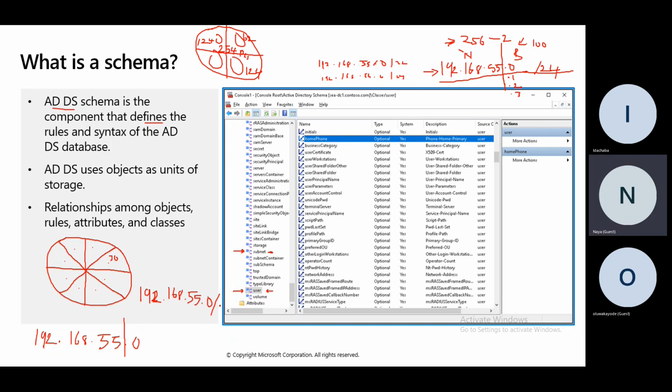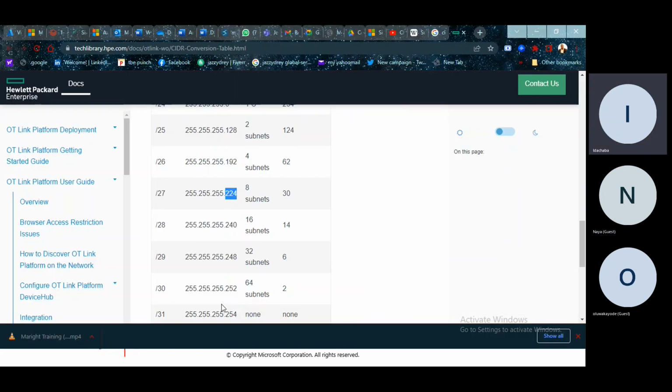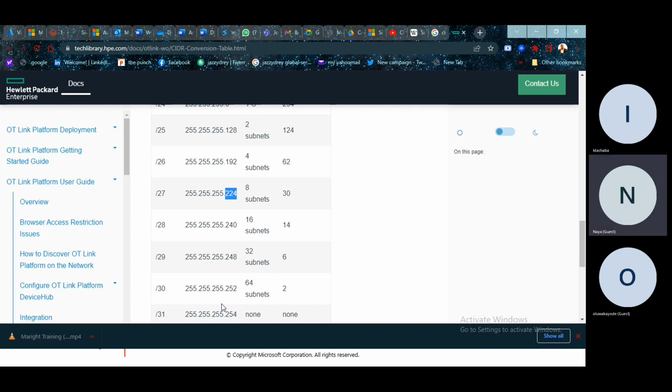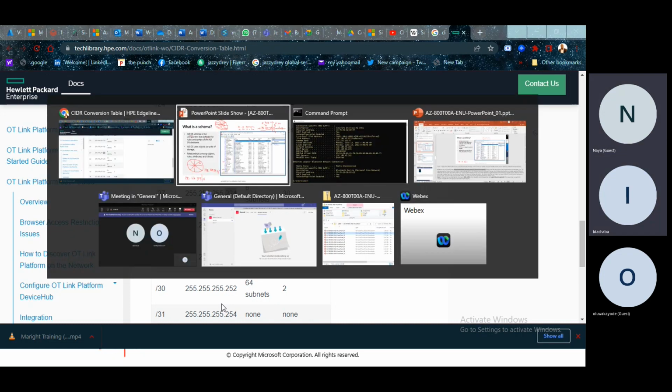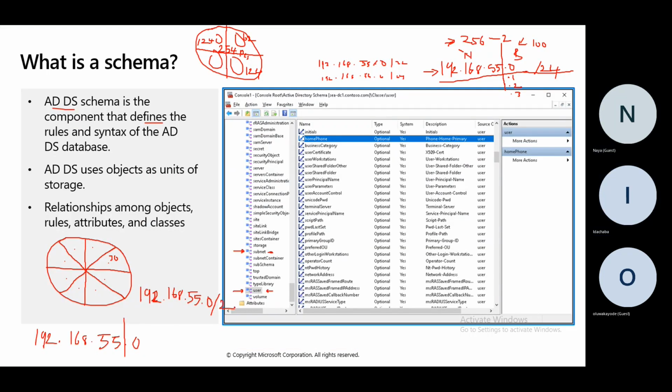Slash. What's in front of 224? Slash what? Hello? Sorry, what did you say? I didn't hear what you said. Hey, are you sure you are listening at all? I'm listening. I just didn't hear what you just said. What is in front of 224? Slash what? Slash 27.